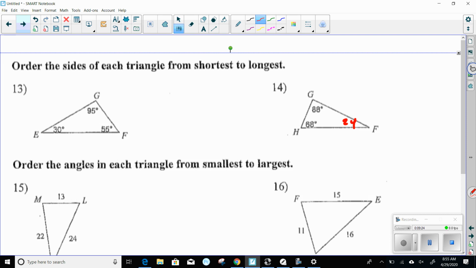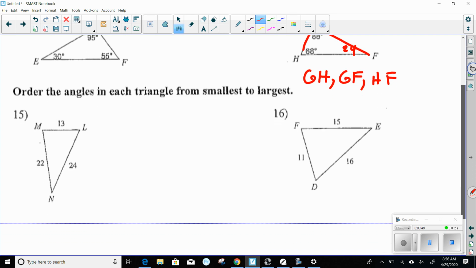Okay, now compare the sides. So it says to list it from shortest to longest. Well, the side opposite F is GH. So GH has to be the shortest side. The next smallest angle is 68. It's opposite GF. That's going to be the next shortest side. And the longest side, the biggest angle is 88, so the longest side has to be HF. Pretty simple.